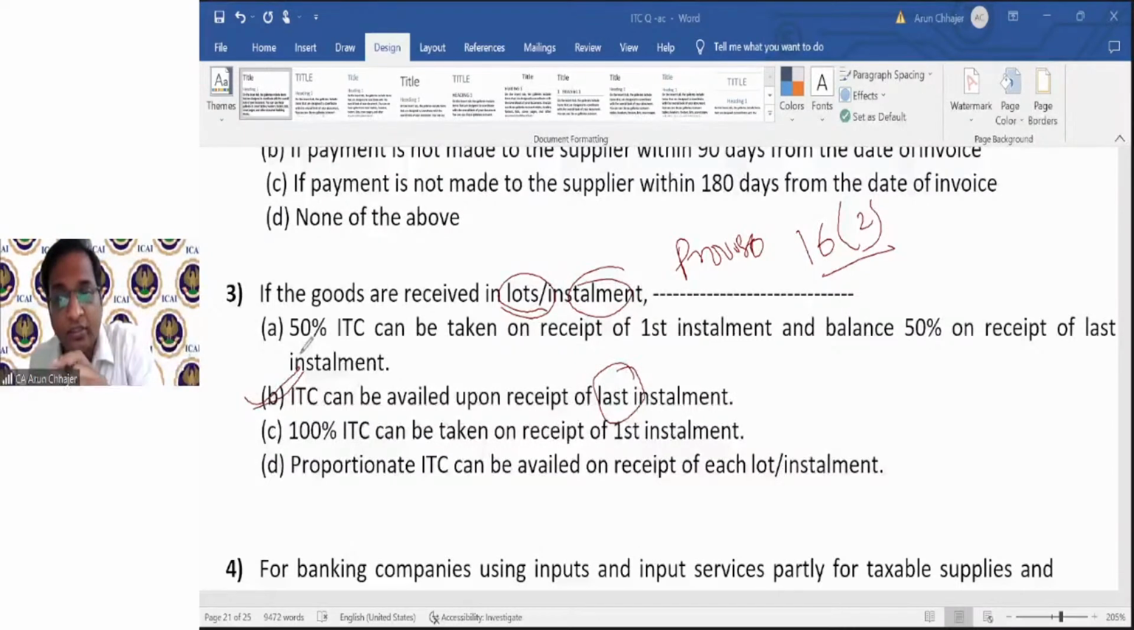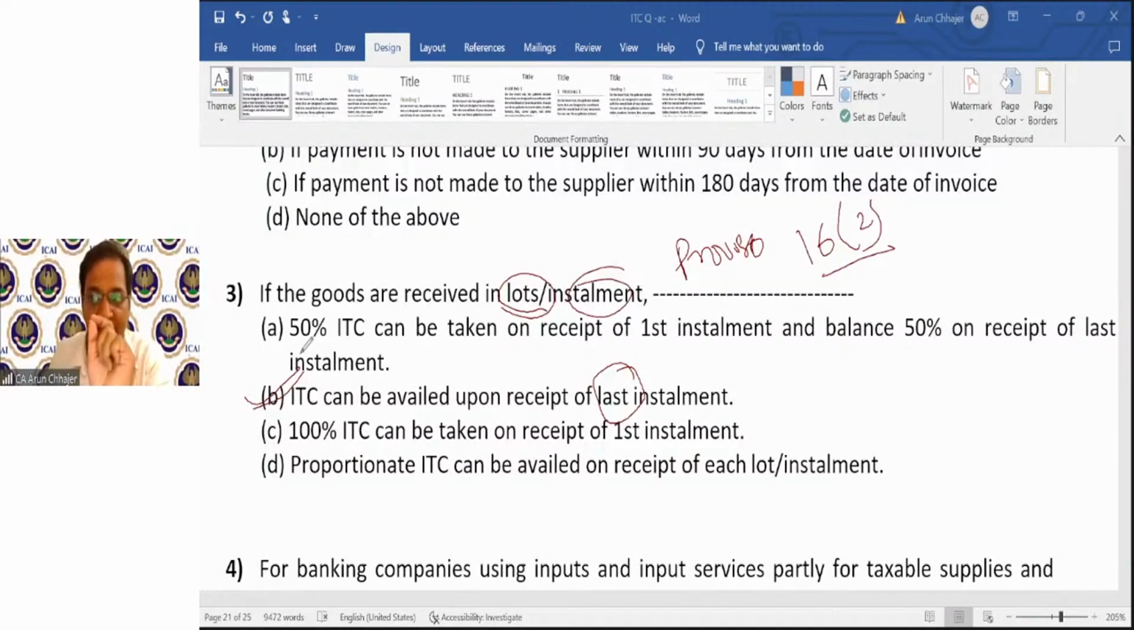Please note, maybe this will not be an MCQ in your exam, but you will find this particular question in your practical problem. There might be one line item for the practical problem. So that is the reason it is very, very important.